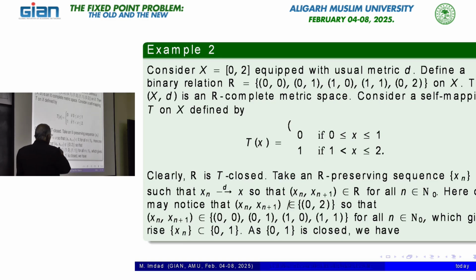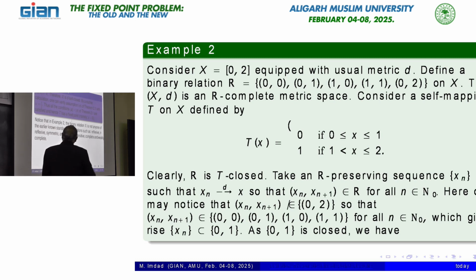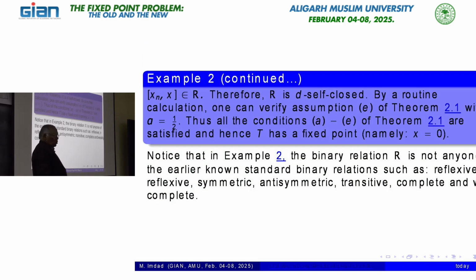Then you have here, because of T x, 0 and 2 are not part of 2 x. Here they are part of the outside, and therefore the only thing you have is 0 and 1, that is our ordered sequence, or order preserving sequence. That is only this one, 0 1 0 1 and 1 1 for all n belonging to N, which gives rise to x n as a sequence which is part of these 2 elements. And 0 1 is closed, as you know, so all these conditions are satisfied, and the contraction condition you can very easily verify, and thus all the conditions you see in the theorem are satisfied. But look at what is the advantage here.